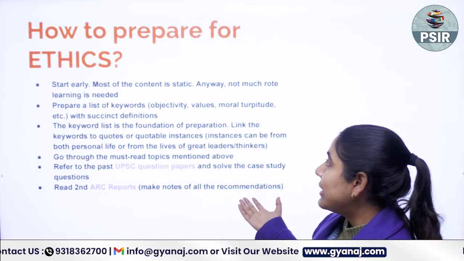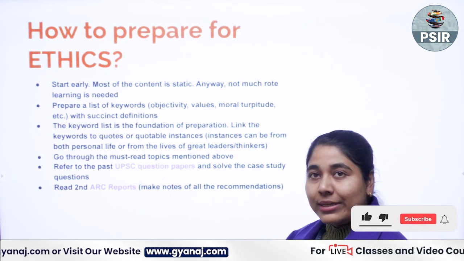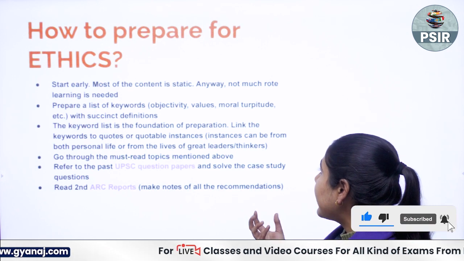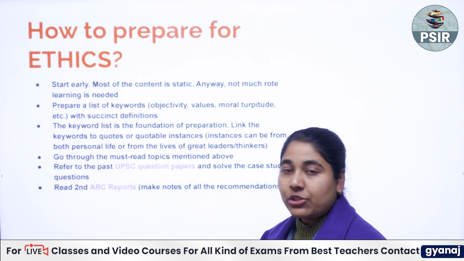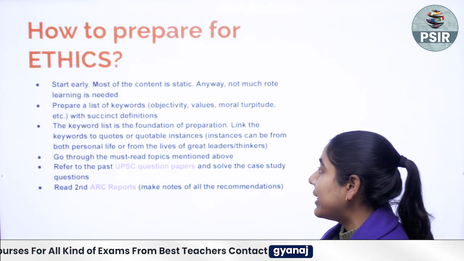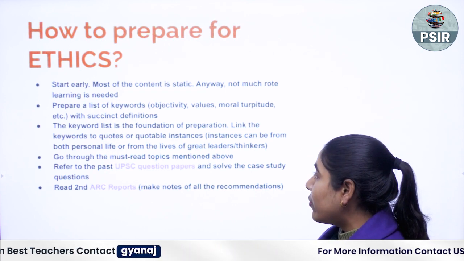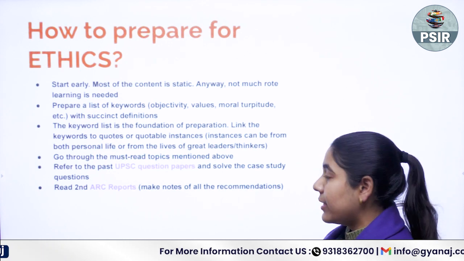Start early, most of the content is static anyway, not much rote learning is needed. Prepare a list of keywords like objectivity, values, moral turpitude, etc. with succinct definitions. The keyword list is the foundation of preparation. Link the keywords to quotes or quotable instances. Instances can be from both personal life or from the lives of great leaders and thinkers.